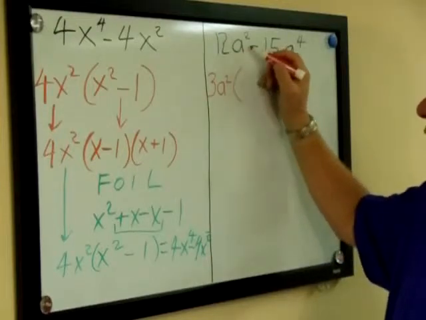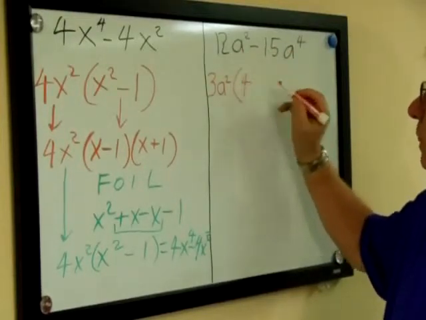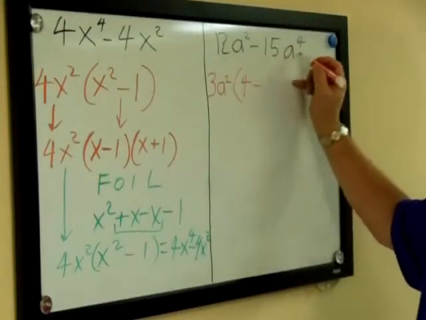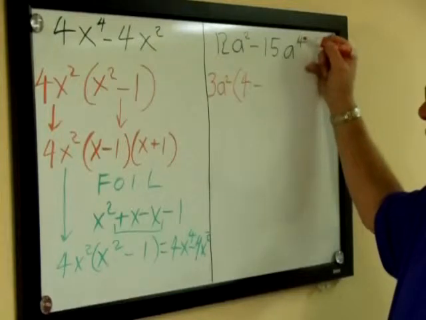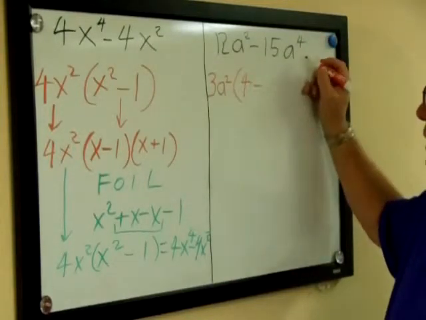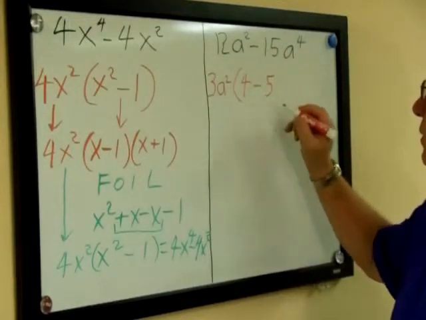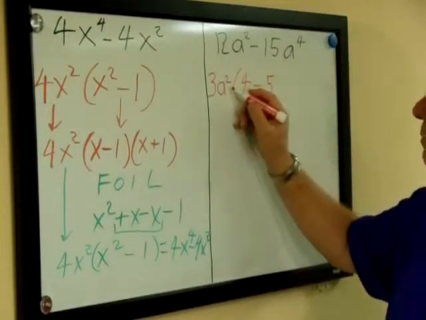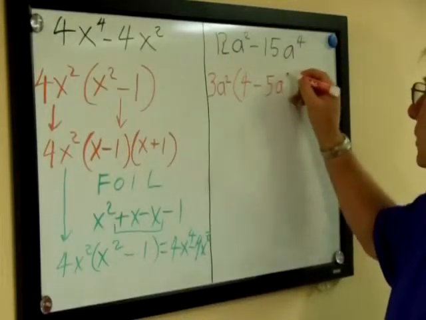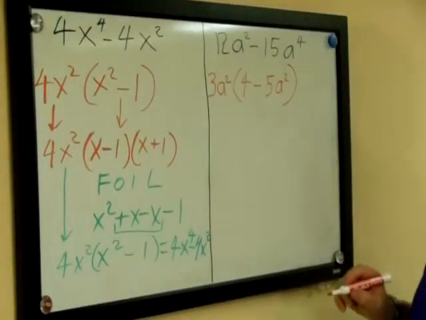So if I divide 12a squared by 3a squared, I'm left with just 4. And if I divide 15a to the fourth by 3a squared, well, you subtract the exponents when you're dividing. So 4 minus 2 gives me a squared. 15 divided by 3 is a 5. And a to the fourth divided by a squared leaves me with a squared. So that's my expression.